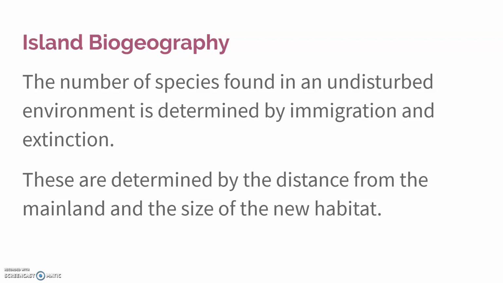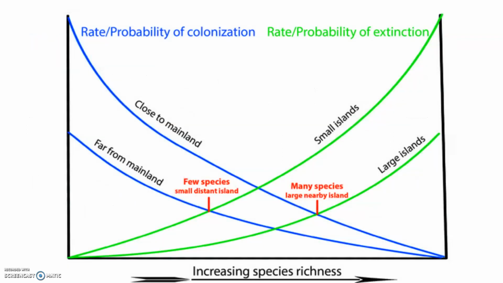The number of species found in an undisturbed environment is determined by two things: immigration and extinction. And those things are then determined by the distance from the mainland and the size of the new habitat. To explain how, I'm going to show you a really complicated graph, but don't freak out. We'll unpack it a little bit at a time. I know there's a lot going on here. So there's a few different things that this graph is trying to say. It's looking at the distance from the mainland.